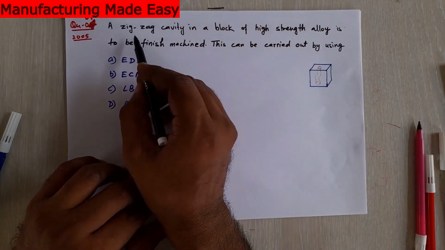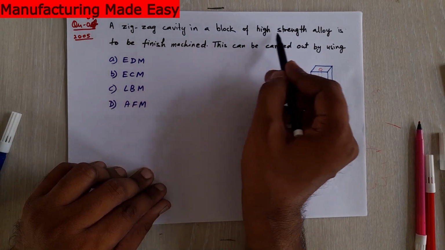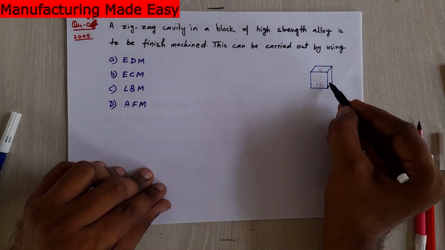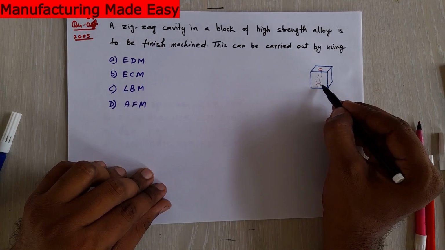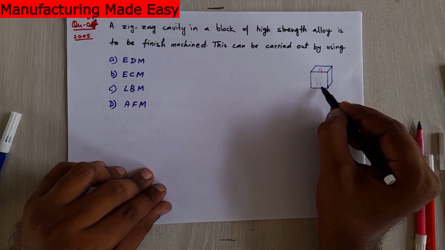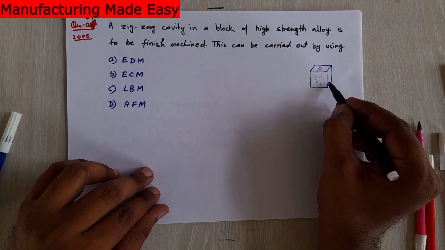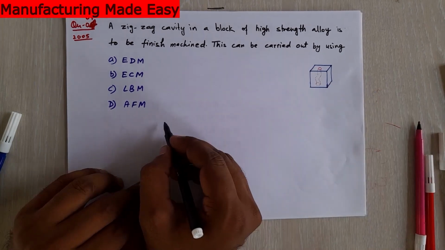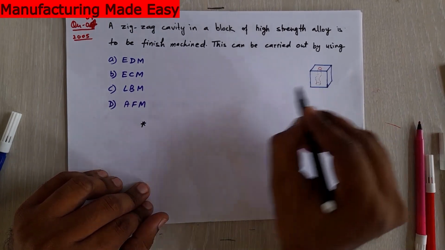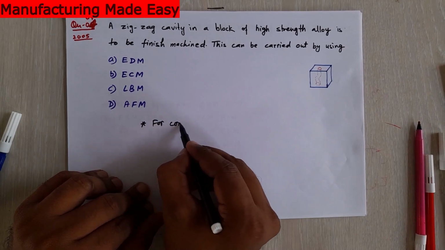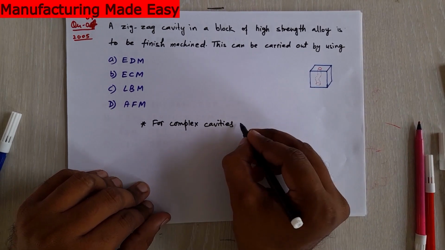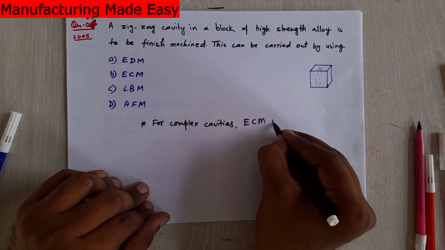Now, next question is: a zigzag cavity in a block of high strength alloy is to be finish machined. This can be carried out by using. So this is a block, and we have to produce a zigzag cavity in this, as shown in the diagram. This is a high strength alloy material. For complex cavities, electrochemical machining is used.